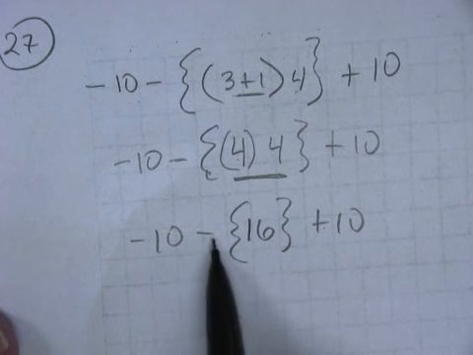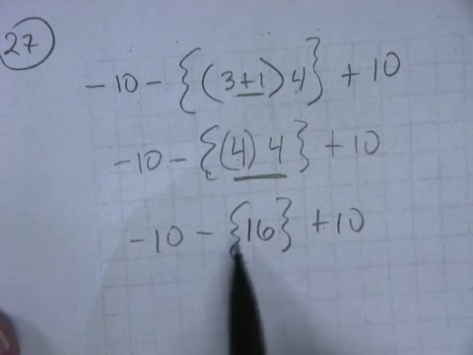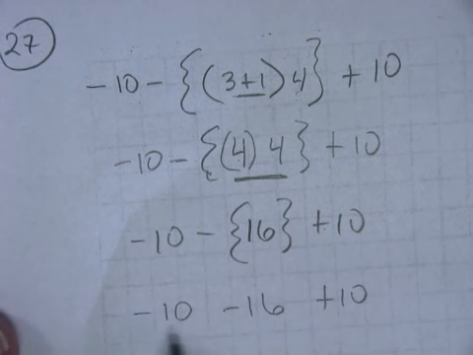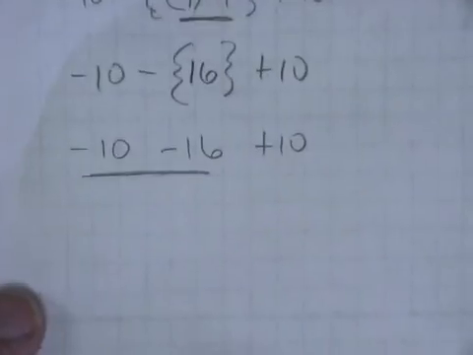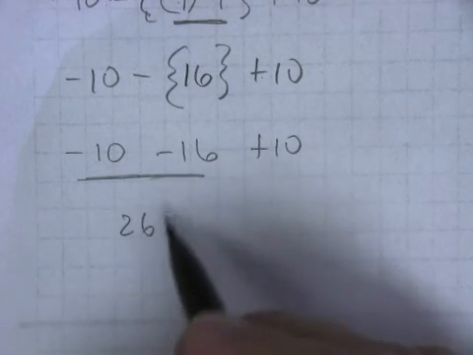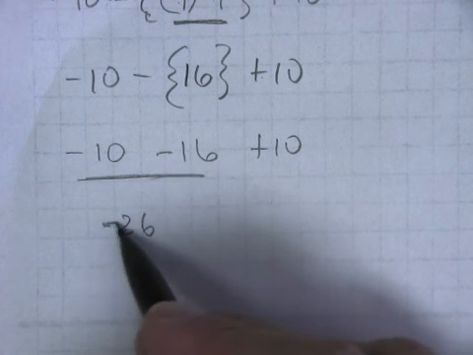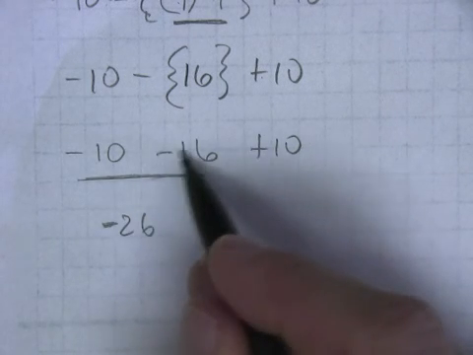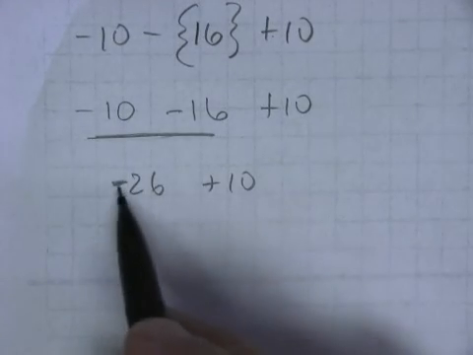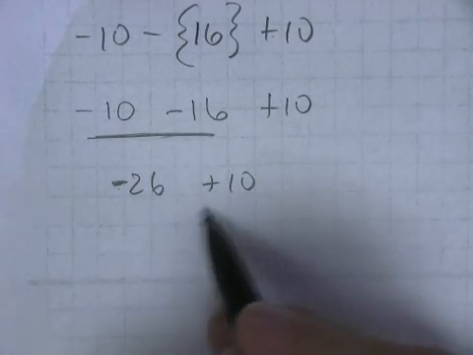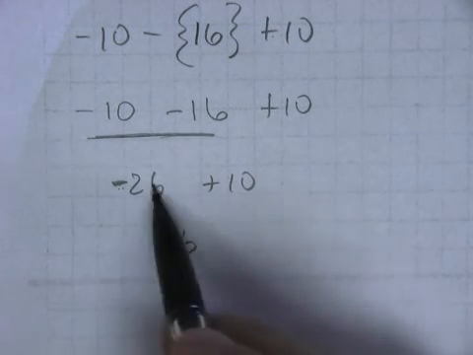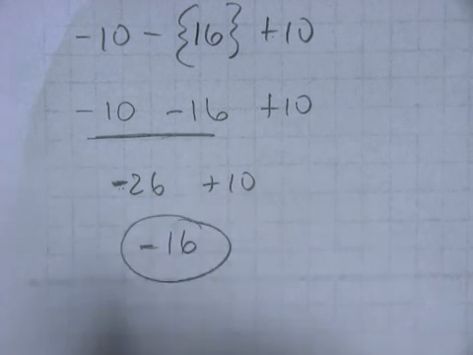Remember, when I have a negative sitting on the outside, that really turns this into a minus 16. So it's negative 10 minus 16 plus 10. Let's do these two next. Signs are the same, so I add them together. 26. Keep the sign of that larger number. 16 is bigger than 10, so we'll keep the negative. Bring down the 10. Now they're different, negative and positive, so I'll subtract, so that'll be 16. And keep the sign of the bigger number. 26 is bigger than 10, so I'll keep the negative. And there's your answer.